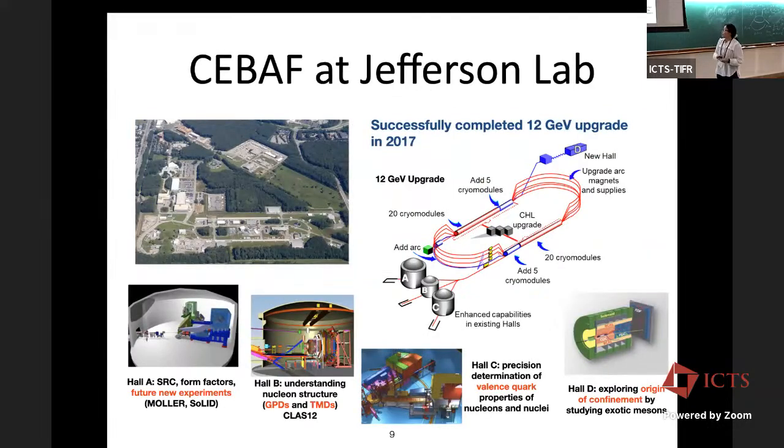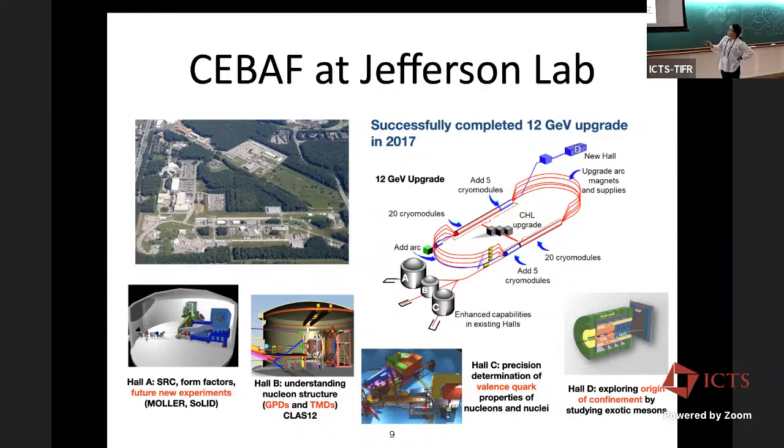Another electron facility for hadron structure is CEBAF. It's the Continuous Electron Beam Accelerator Facility. I should know this because I work there. It's at Jefferson Lab. Jefferson Lab is in Virginia, also in the United States. You can see from this chart the accelerator and the beamline structure here, right? And then you can see these tiny halls at the end here. Those are where the fixed target experiments happen.